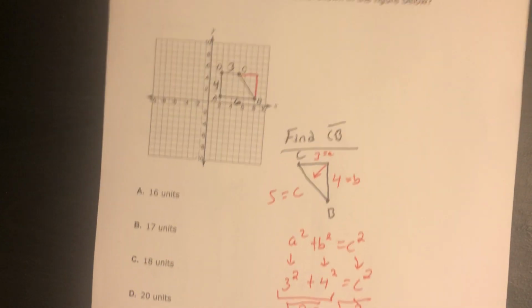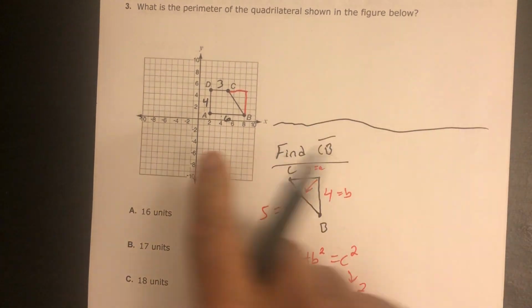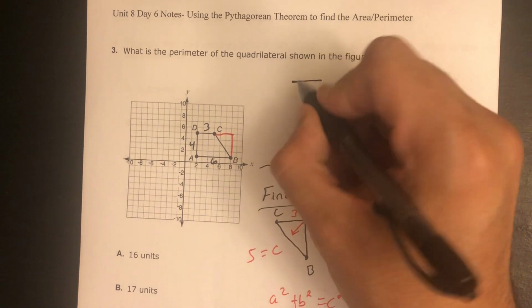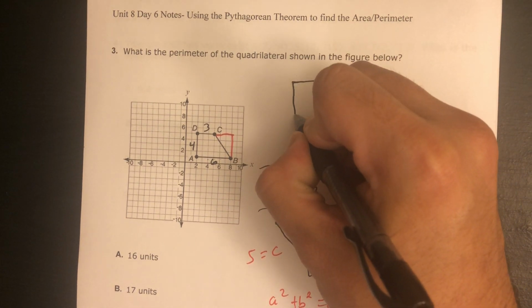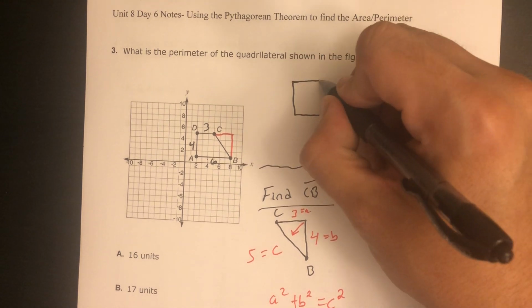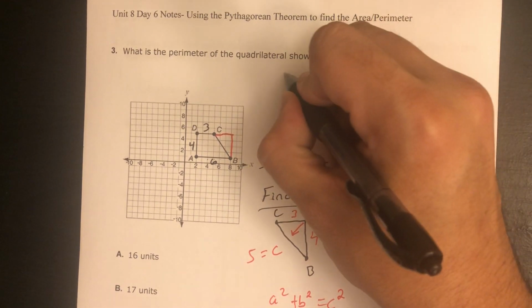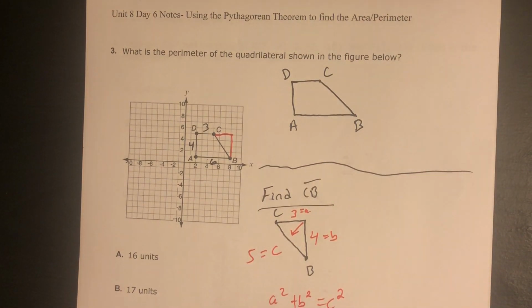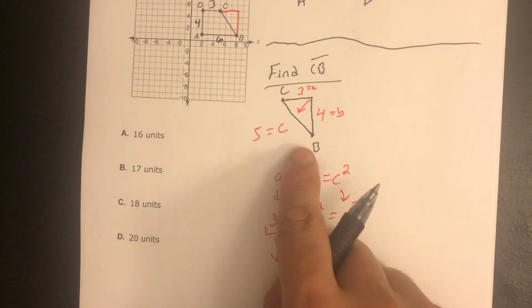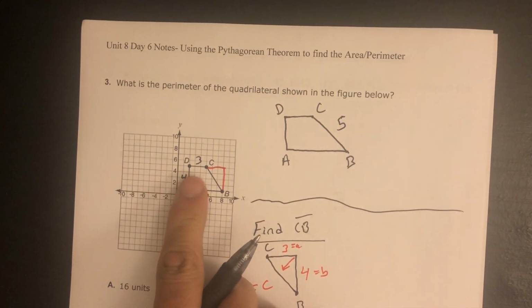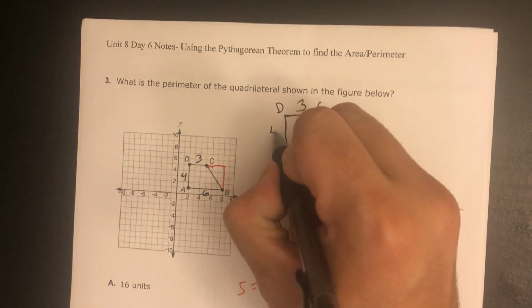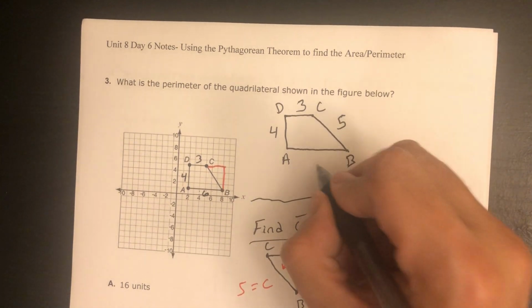Now, I'm going to redraw my shape up here because it looks kind of messy here. And don't judge my drawing because it's probably not going to look as good as the graph. So D, A, B, C. We agree that the side CB is 5. We just figured that out. Then we counted DC to be 3 units, DA was 4, and AB is 6.